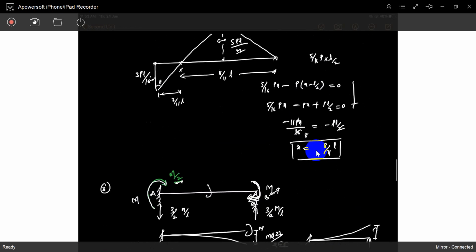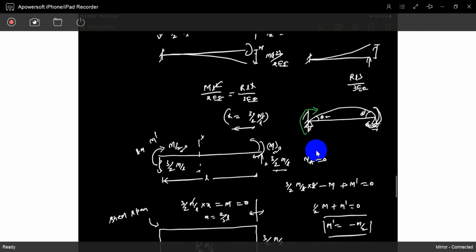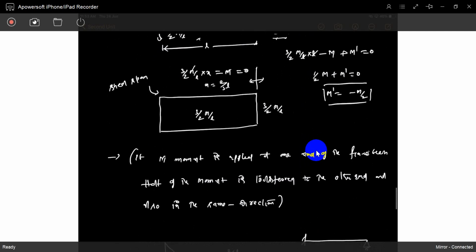So where is the given statement? This. See, this is also an important statement. If a moment is applied at one end, with the other end free, half of the moment is transferred to the other end, and also in the same direction. These two statements are important, they are the basics for analyzing the beam by the slope deflection and moment distribution method. So you have to remember it.